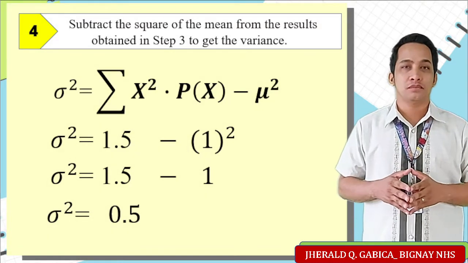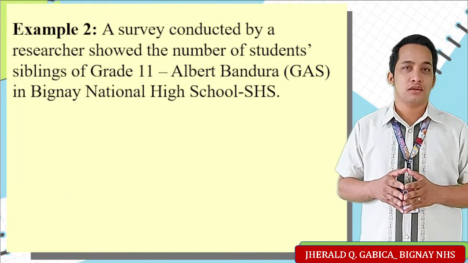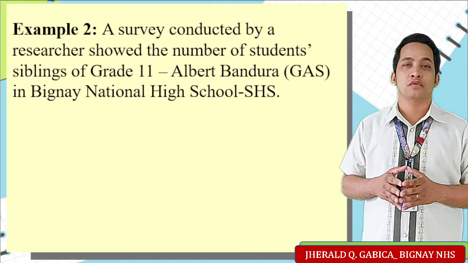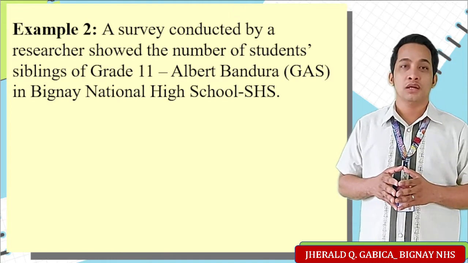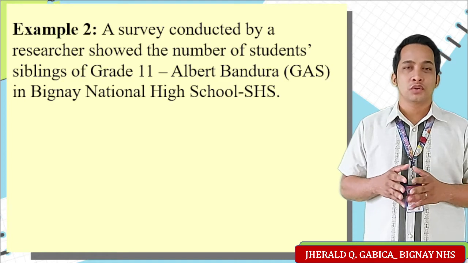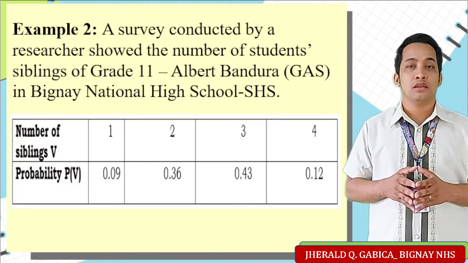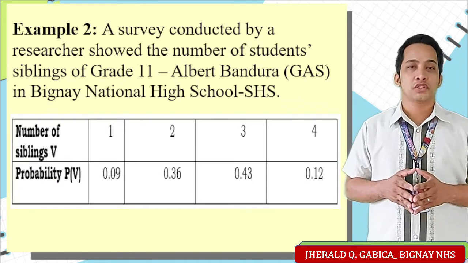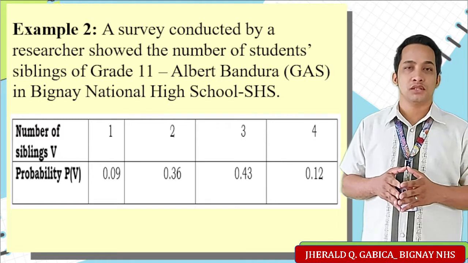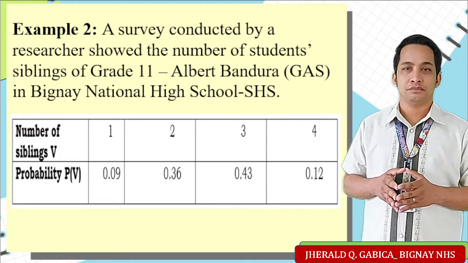For our second example, a survey conducted by our researchers showed the number of student siblings of grade 11 students in Bignay National High School, Senior High School. So the table that we have is the number of siblings 1, 2, 3, and 4, and the probability P of V of 0.09, 0.36, 0.43, and 0.12 respectively.